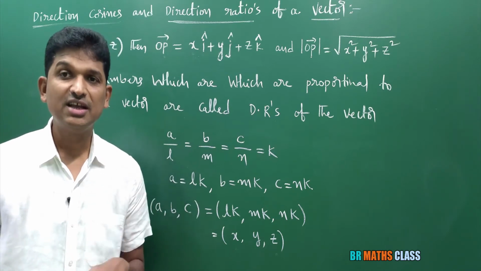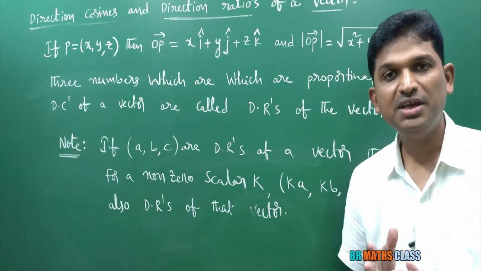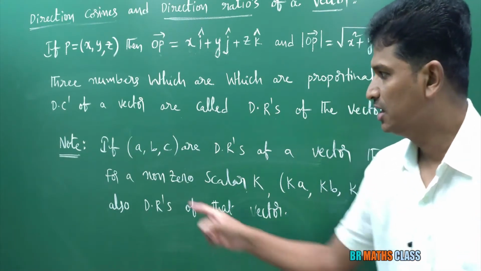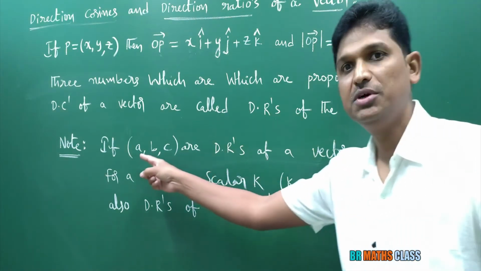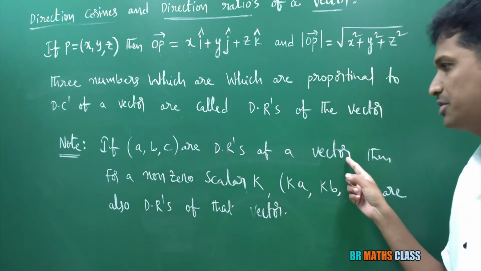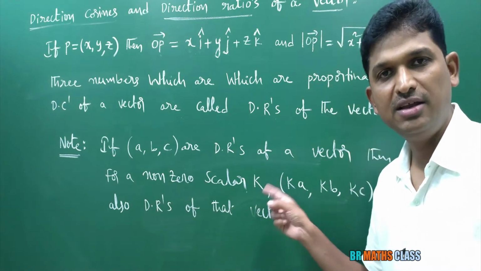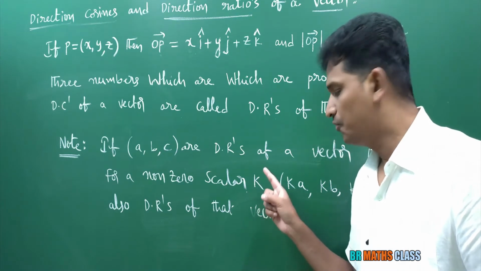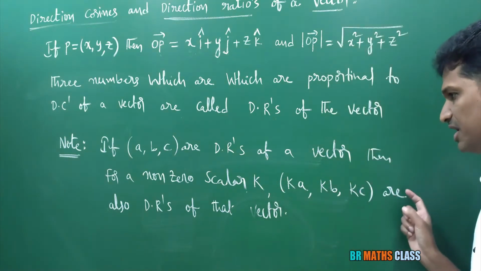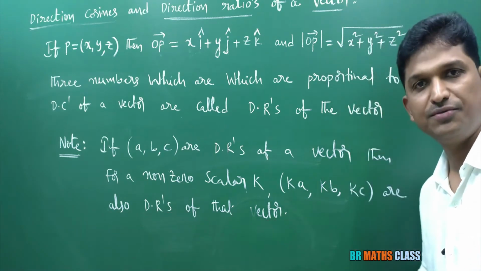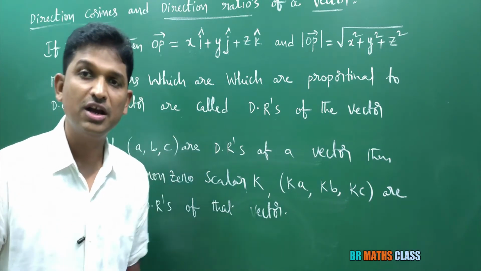In the next point, you will come to know this point also. For any vector, their direction cosines also act as the direction ratios. Please observe this note point. If a, b, c are the direction ratios of a vector, then for any non-zero scalar k, you can take any constant k, ka, kb, kc are also direction ratios of that vector. This tells you that direction ratios of a vector are not unique.